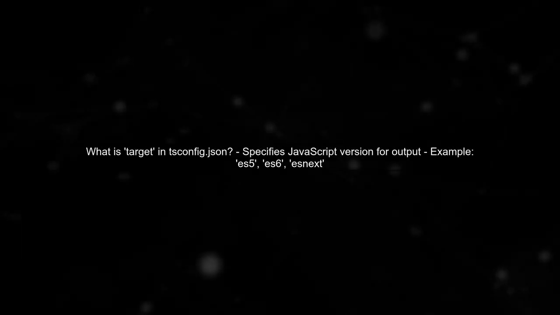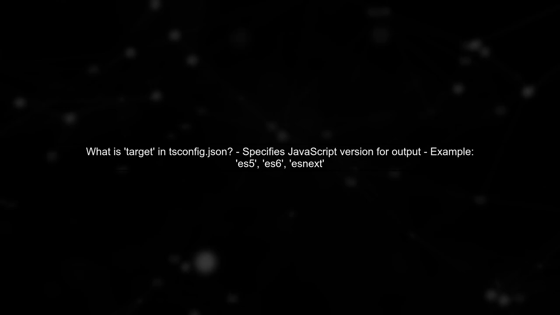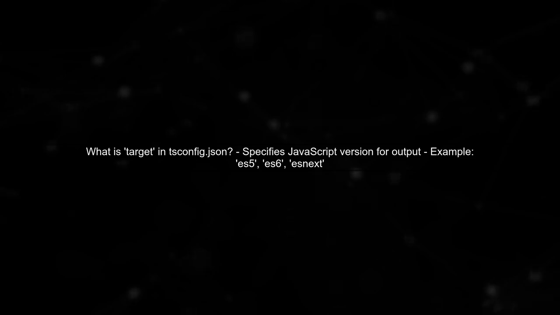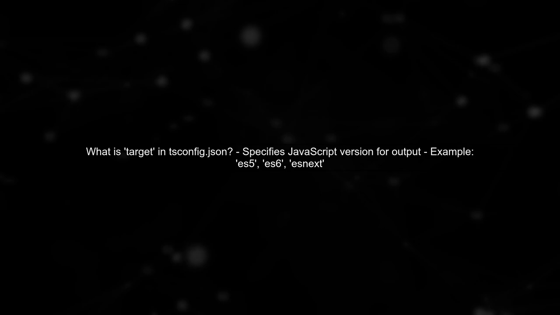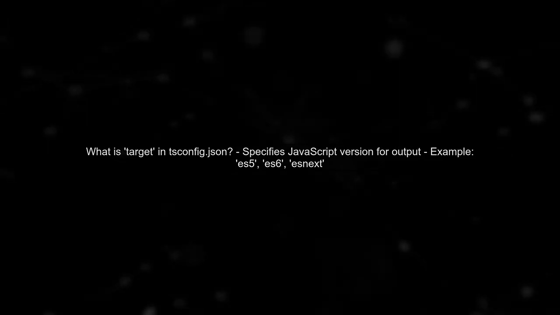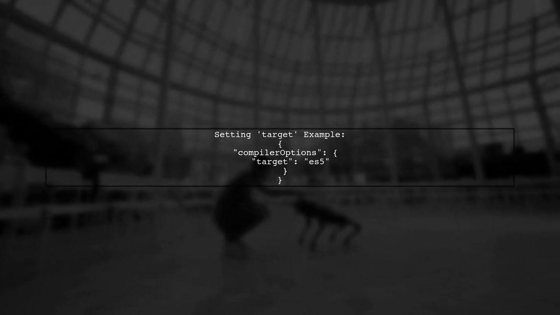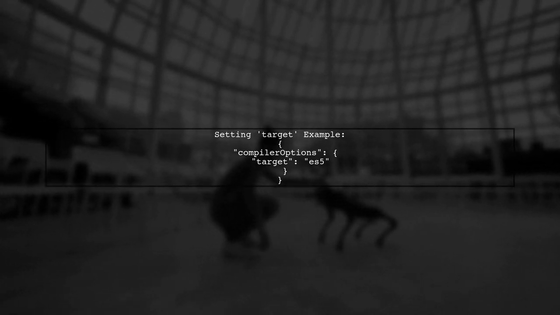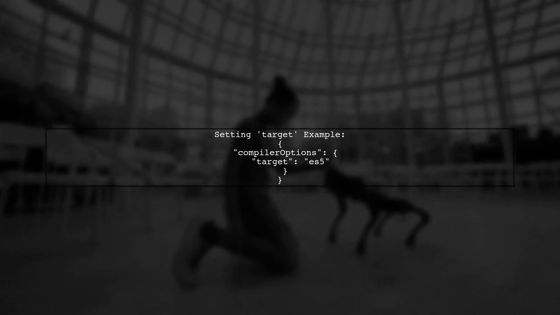Now, let's get started. Let's start by understanding the target property in your tsconfig.json file. The target property specifies the version of JavaScript that TypeScript will compile to. For instance, if you set the target to ES5, TypeScript will transpile your code to be compatible with ES5 standards, allowing you to use ES6 features in your source code.